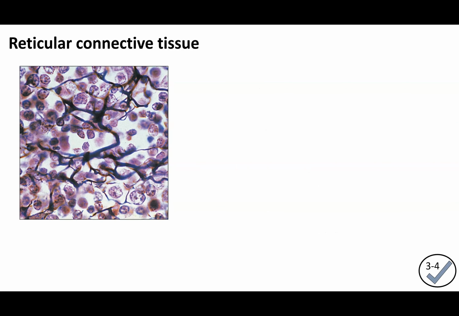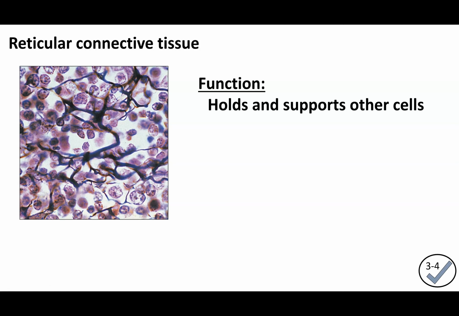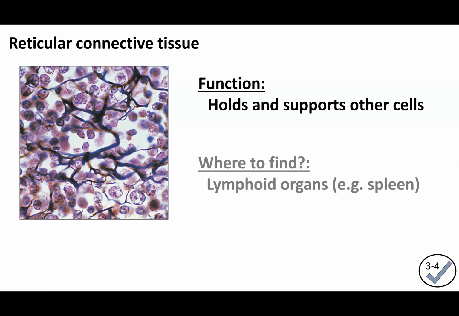Here we have the reticular connective tissue, another loose connective tissue here. And the big thing about this one is it has a lot of reticular fibers. All of this is reticular fibers. So just a high density of reticular fibers makes it reticular connective tissue. The function of it is to hold and support other cells, which makes sense if you know the function of reticular fibers. And you can typically find this tissue in lymphoid organs like spleens or lymph nodes.